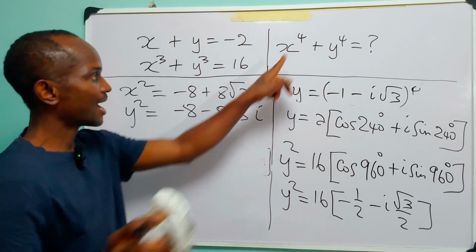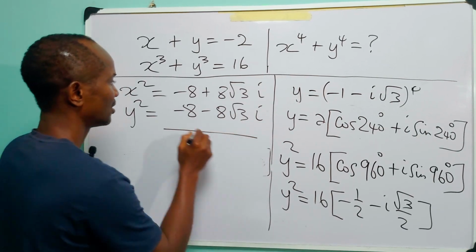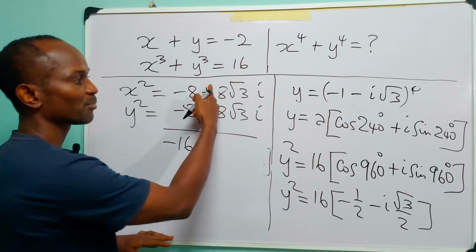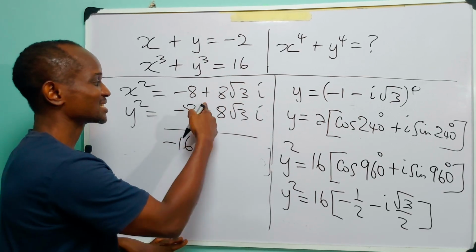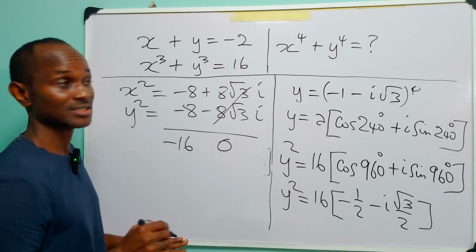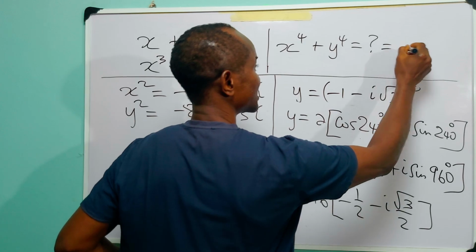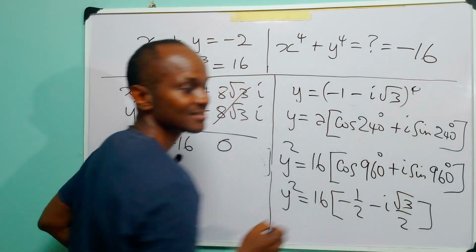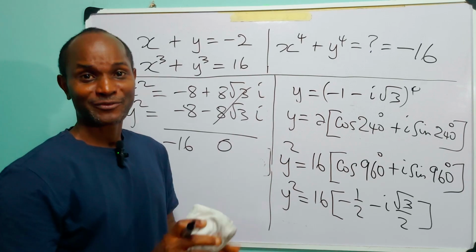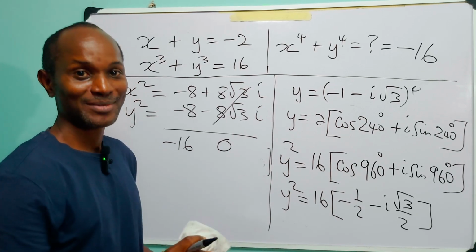And adding these two, we have minus 16, plus this plus minus this is 0. That takes care of that. So we have that the value of this is equal to minus 16. And that is the end of the first method. Now we go over to the second method.